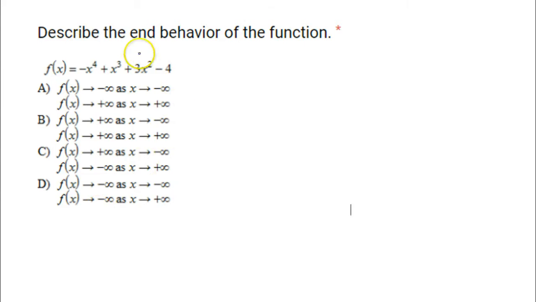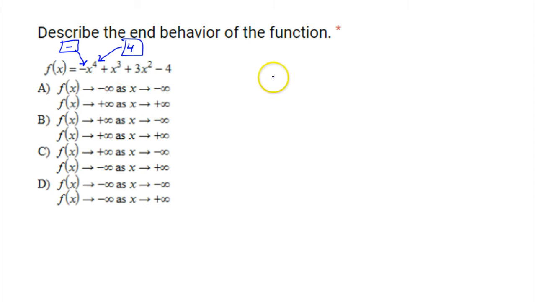Well, in this video we will describe the end behavior of this function. The end behavior depends on two things: the degree, which in this case is degree 4, and the leading coefficient, whether or not it is positive or negative. In this case it is negative.